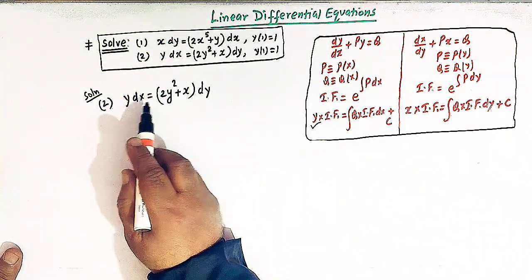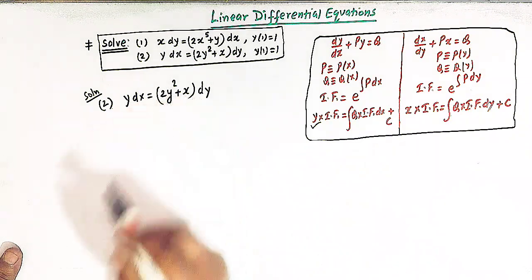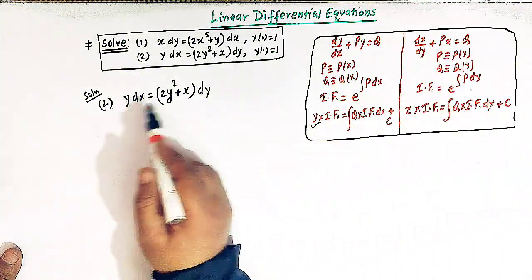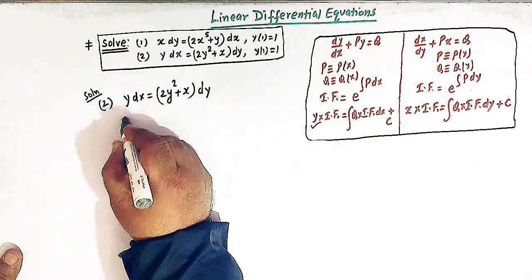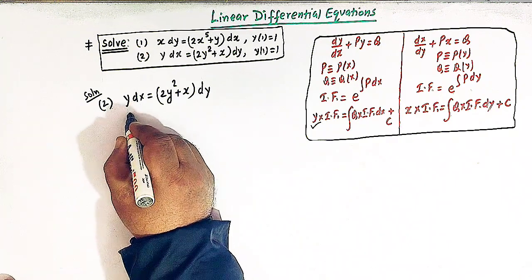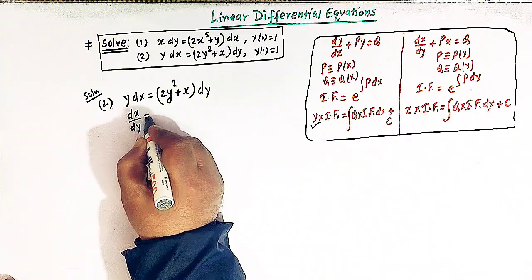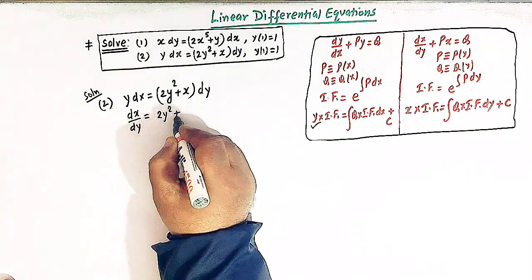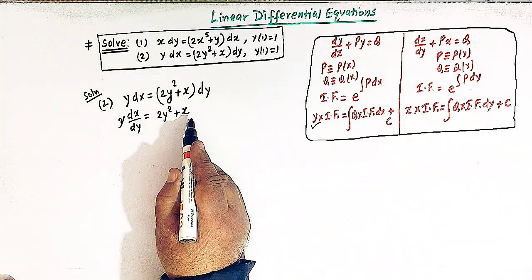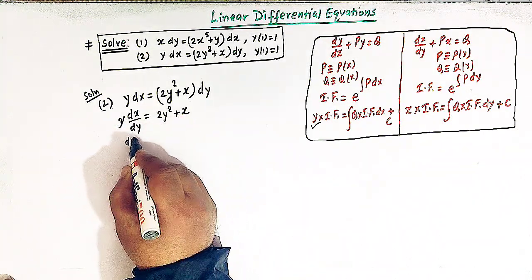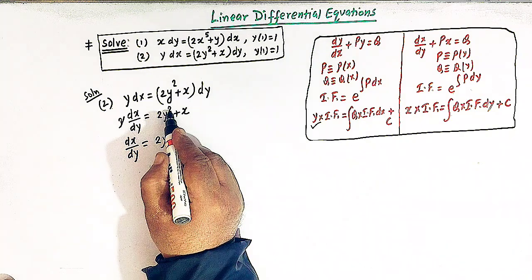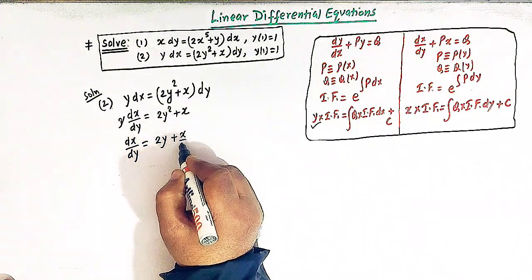So here we have y dx is equal to 2y square plus x dy, right? So now this equation is of this form. So let us rearrange the terms here. So we can now write, taking this dy to the denominator of dx, dx over dy is equal to 2y square plus x, and here we have y, right? Now dividing both sides by y, we have dx over dy. Here we have simply 2y because 1y gets cancelled here, and here we have x over y.